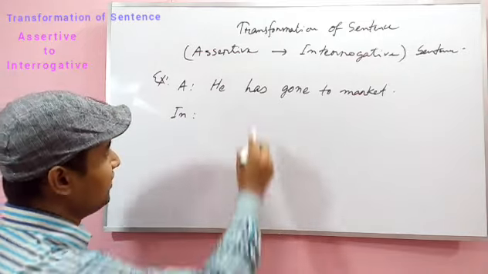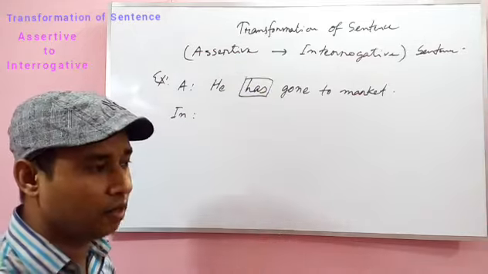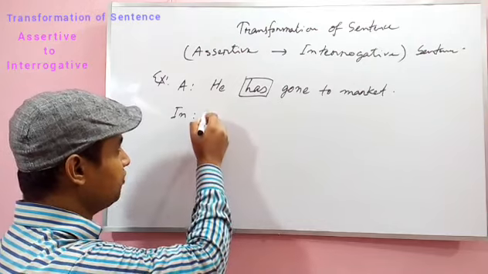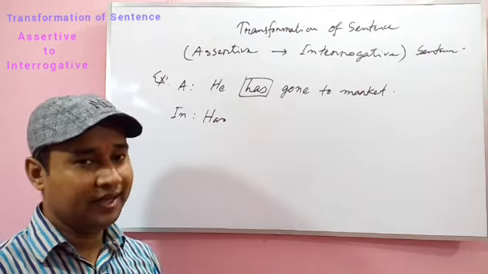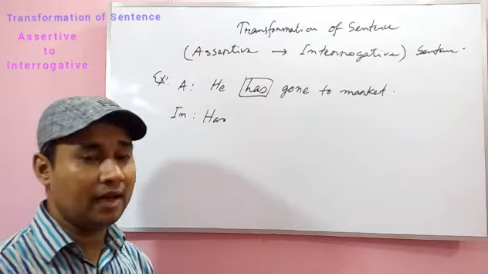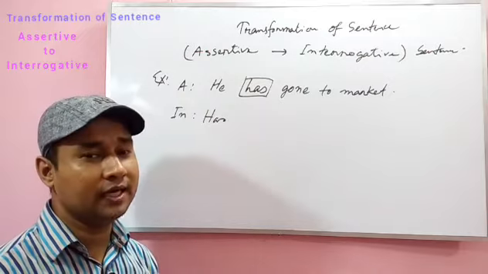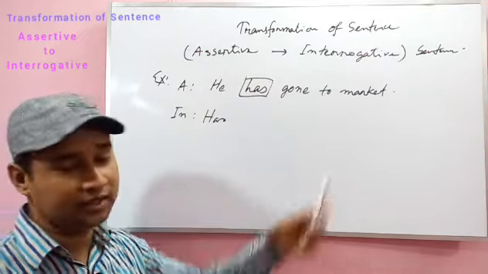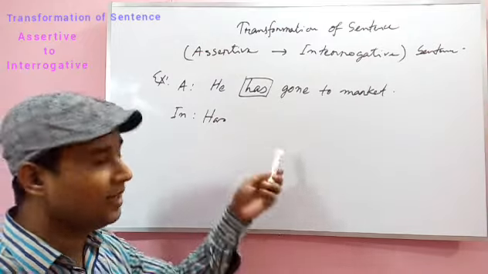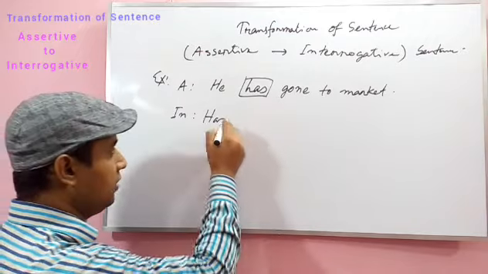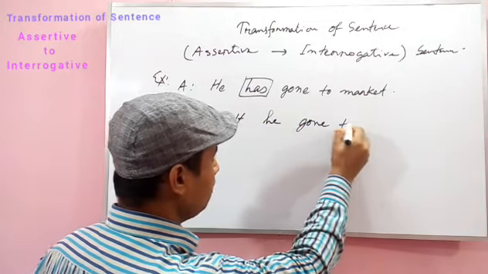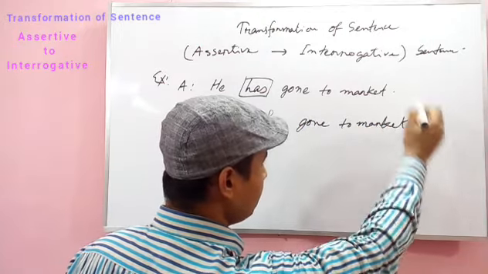You notice that there is an auxiliary verb. When you find an auxiliary verb in an assertive sentence, you will put it at first. There is another technique: when you get the assertive sentence in affirmative form, in interrogative form you should turn it into negative. That means the assertive sentence turns into a negative interrogative sentence. So you give hasn't, then subject he, then the others, gone to market, then give an interrogation mark.